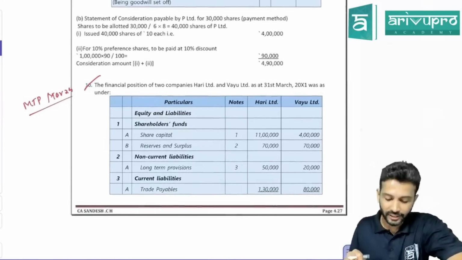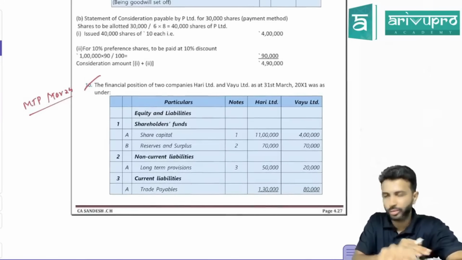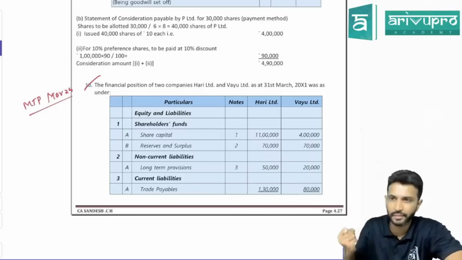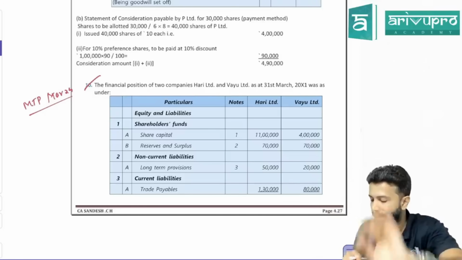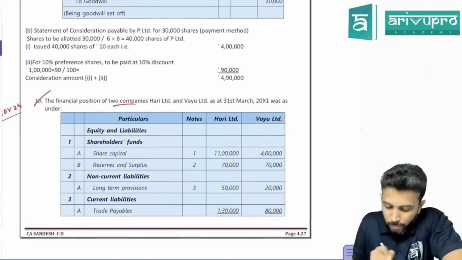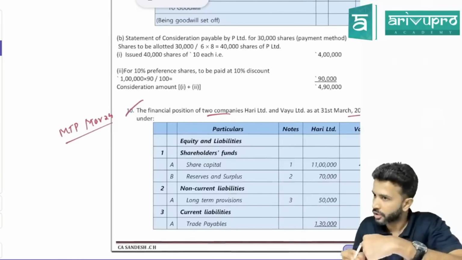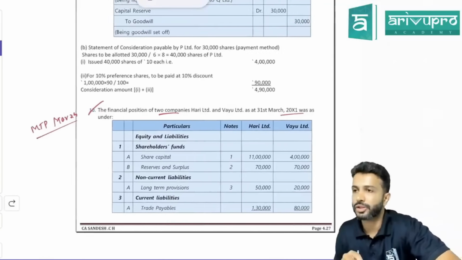Okay. That being said, can we quickly run over these questions? Some 2 or 3 questions I'll do, simple ones. Quickly we'll run through. Anyway, I've solved them so we'll not have to solve everything. We'll run through so that it should not take as much time as we used to take. Okay. Financial positions of 2 companies are given, Hari and Vayu Limited. It's a study material question, and the same as your MTP question this time.